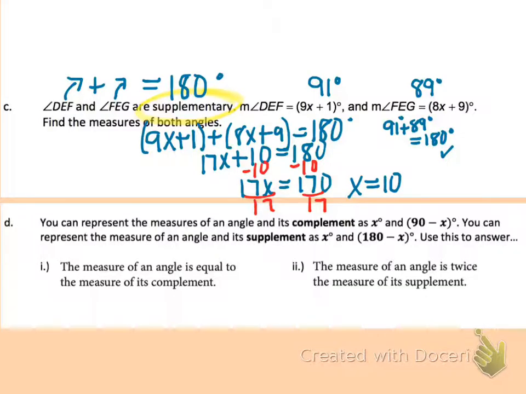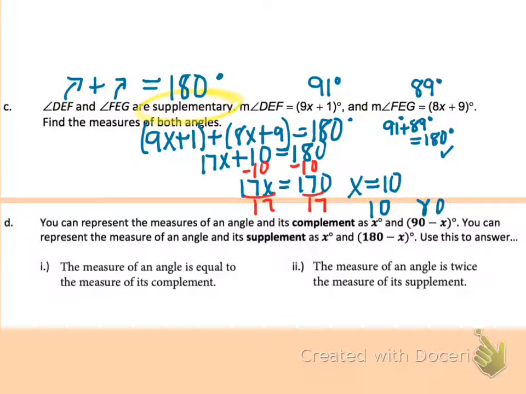And one final example. So you can represent the measures of an angle and its complement as x and 90 minus x. You can represent the measure of an angle and its supplement as x and 180 minus x. It would make more sense if maybe we had numbers. Let's say x was 10, then the other angle would be 90 minus 10, or 80 degrees, right?